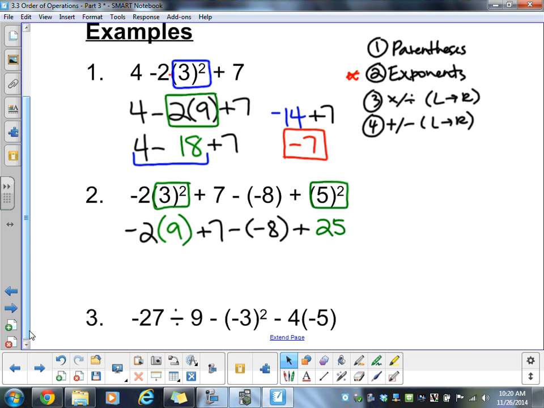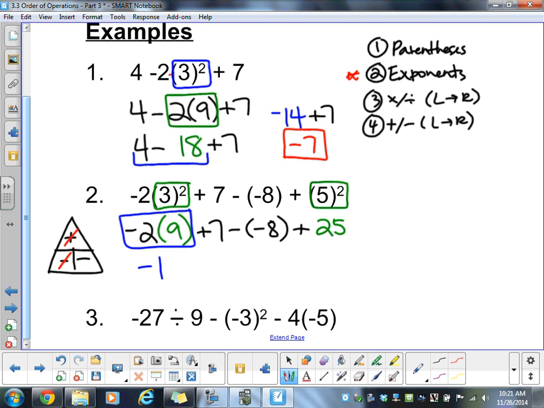So now I'm done calculating my exponents. Now I'm looking at my next step in the order of operations, which is multiplication and division. Well, here again, it looks like there's only one case of multiplication and no cases of division. So I'm going to make my triangle to help me remember. I have got a negative number times a positive number. So negative 2 times 9 is going to give me a negative 18. Now I'm going to write out the rest of my problem.